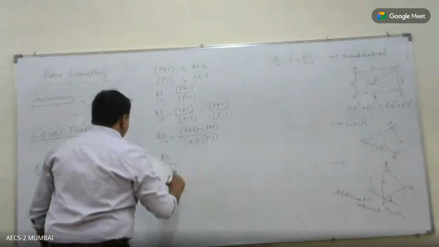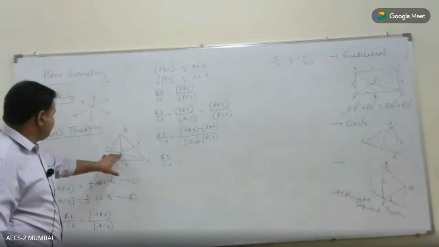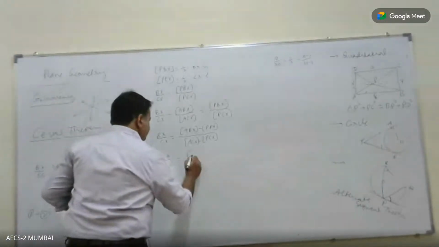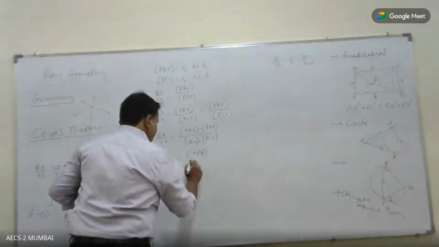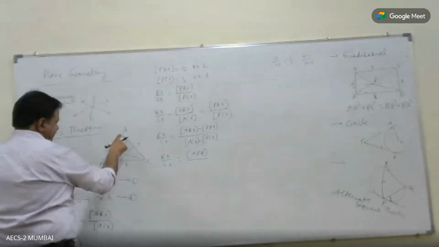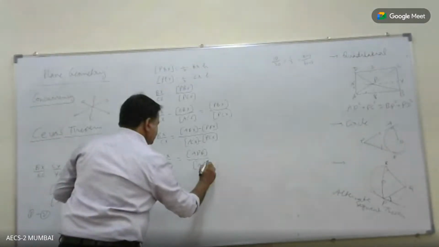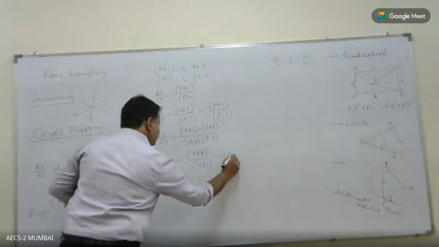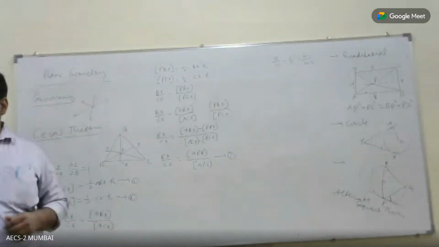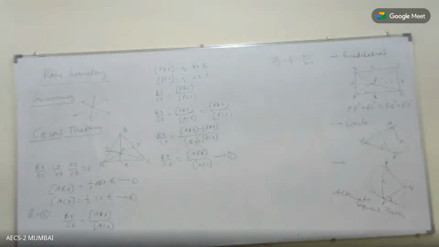Bx by Cx equal to ABx minus PBx will be how much? ABB by ACx minus PCx. ABC. I will call it as P. So we got this ratio Bx by Xc. Is it clear till now?